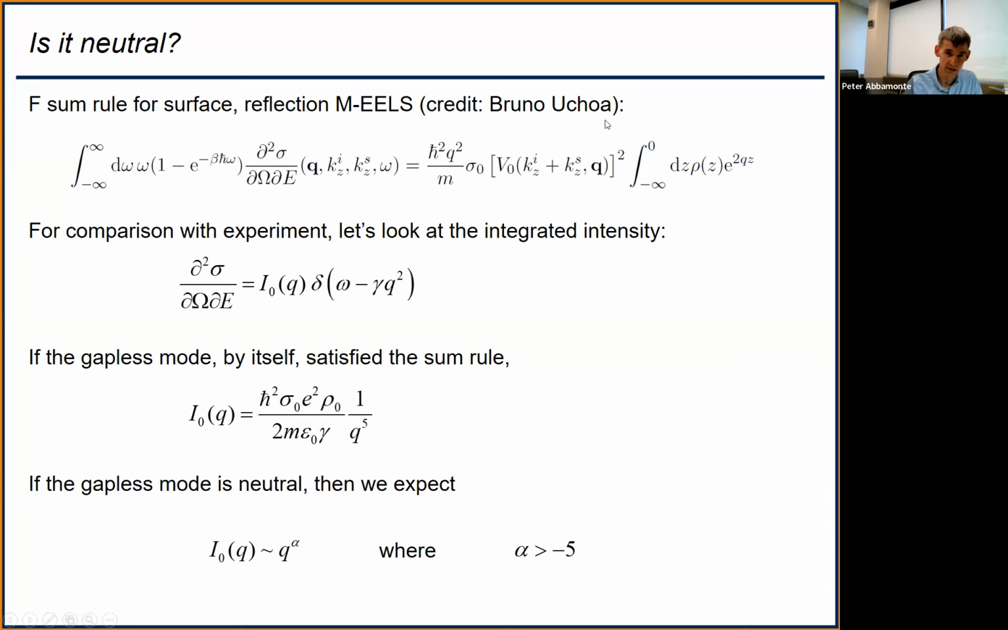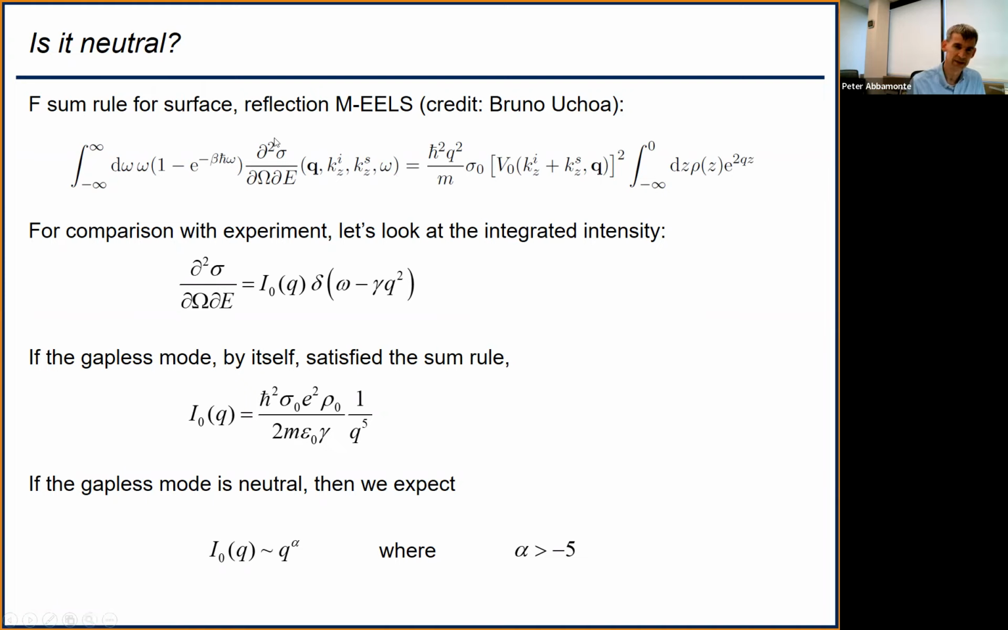So this was derived by Bruno Uchoa at the University of Oklahoma. It's not published prior to this study. It's in the supplement of our paper. But this is the sum rule. And this isn't a sum rule on the susceptibility. We kept things simple. This is the sum rule on the EELS cross section, okay? And it's at finite temperature.